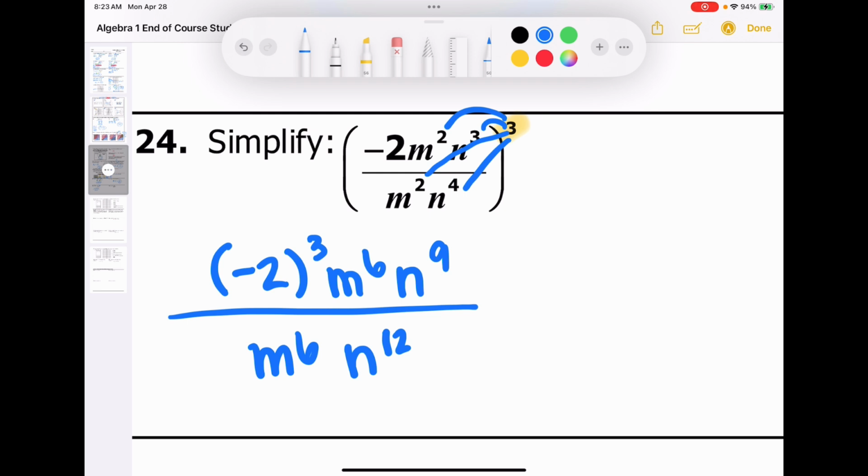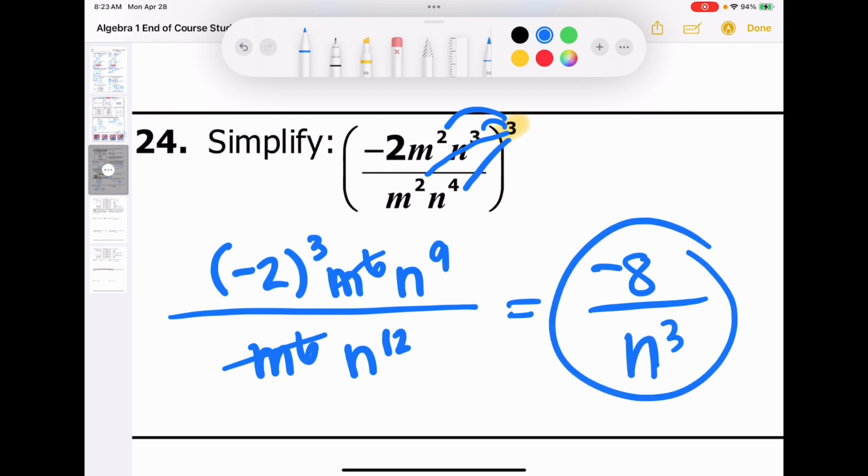All right, so now we're left with this. So first I need to figure out what negative 3 to the third power is, which is negative 8. And now I need to simplify by subtracting my exponents. So 6 minus 6 is 0, so those cancel. And 9 minus 12 is negative 3. And since it's a negative, I'm going to put it in the bottom to make it a positive 3.